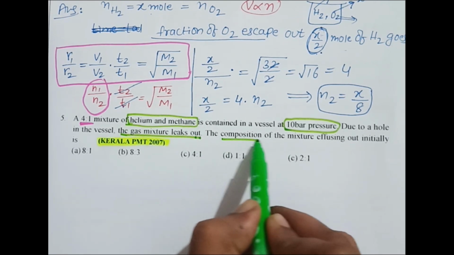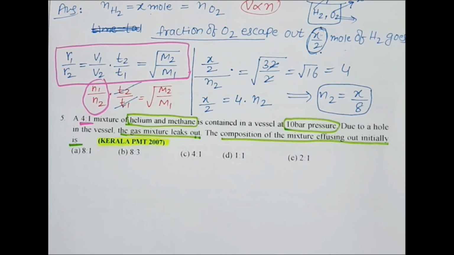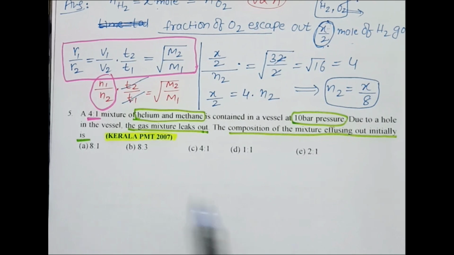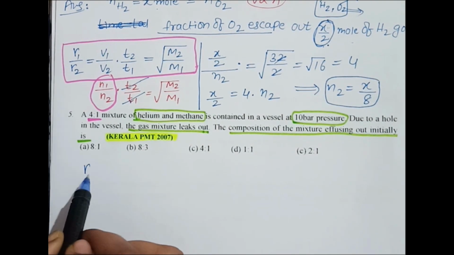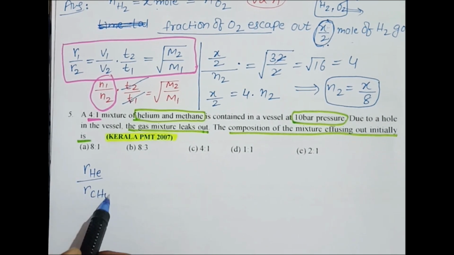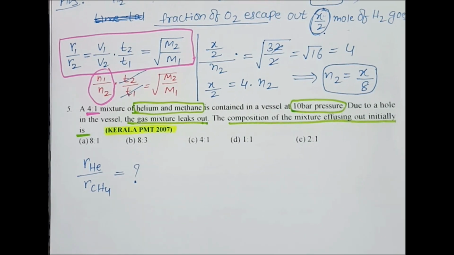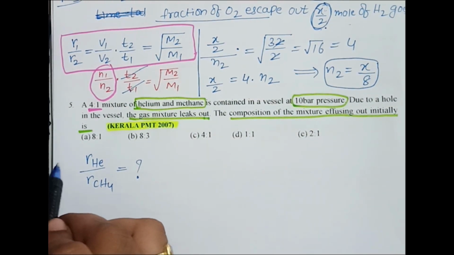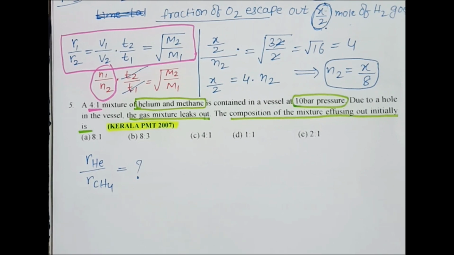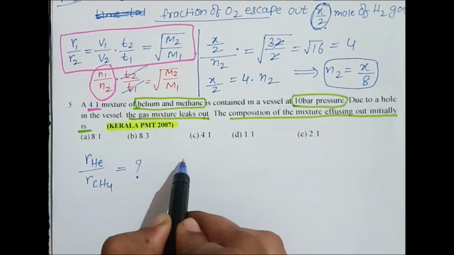The composition of the mixture effusing out initially means how much amount of helium and how much amount of methane is going out, which means ultimately we have to find the rate of helium diffusing to the rate of methane, with which ratio it is going out. That is what we have to find. Understood this question? The question is very tough. You have to think. This is one of my favorite questions because it is not a direct question, it is an indirect question.